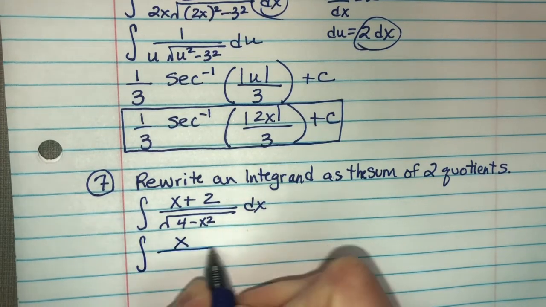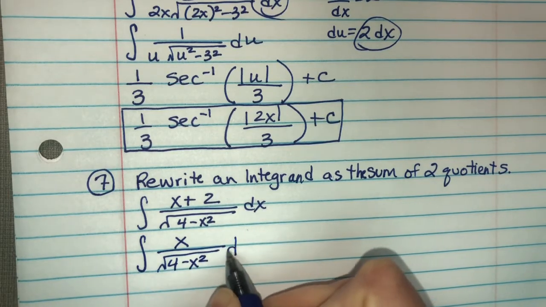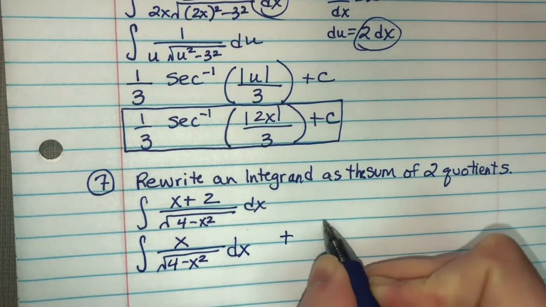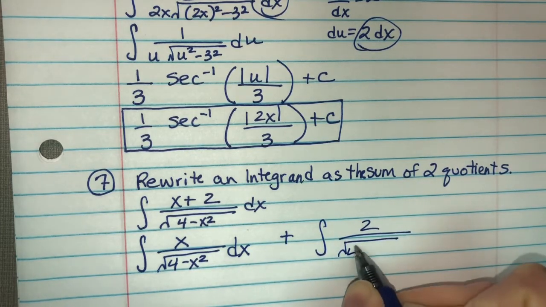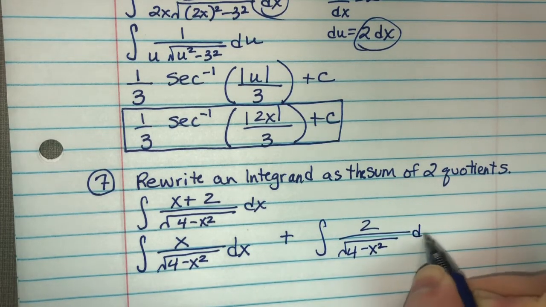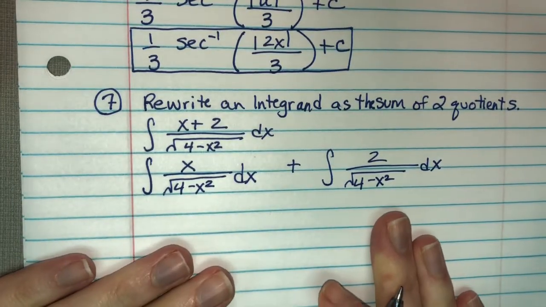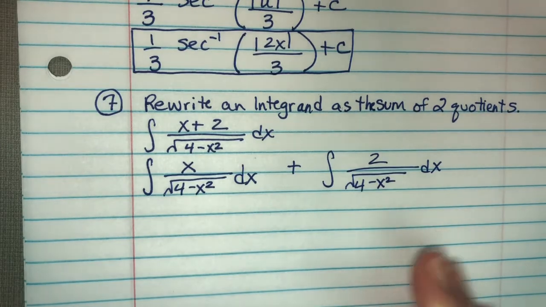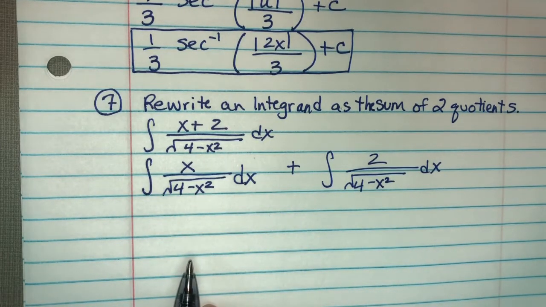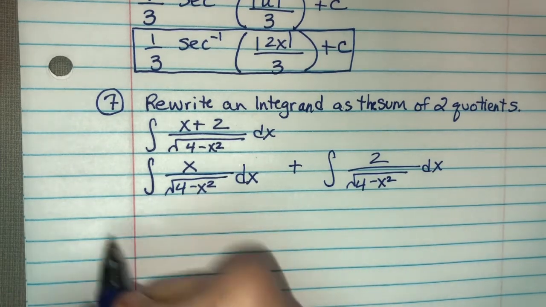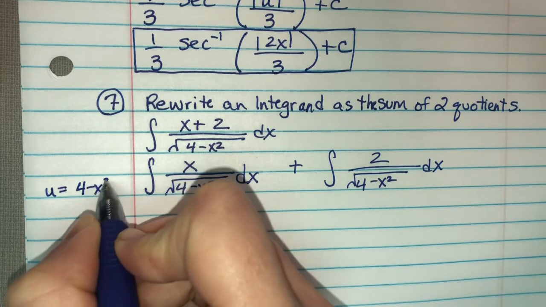So we'll have the integral of x over the square root of 4 minus x squared dx plus the integral of 2 over the square root of 4 minus x squared dx. So now it's like two problems for the price of one. We're going to handle each one of these independently of the other. So on this one, it's a U-substitution, where u is equal to 4 minus x squared.